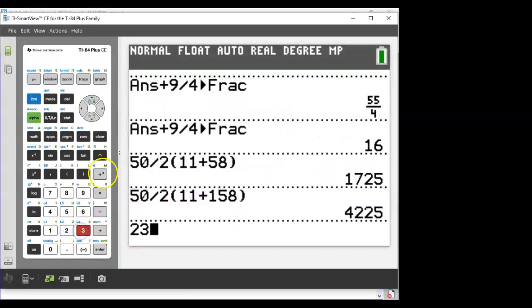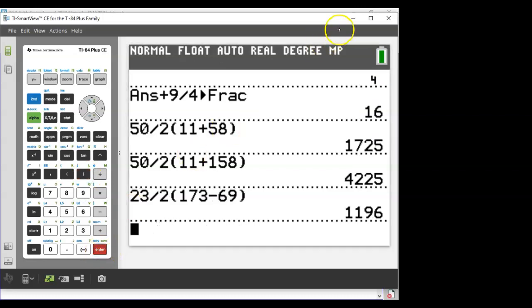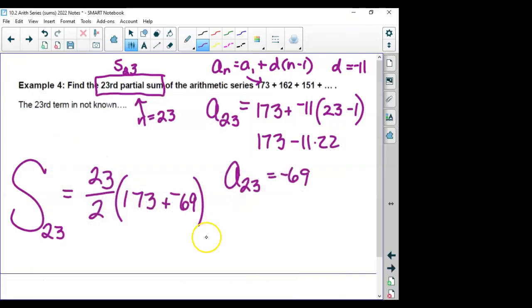So 23 divided by 2 times, I already forgot, 173 minus 69. 1196, anybody? Or everybody? Okay, so as long as you have the reference sheet, this seem okay so far?